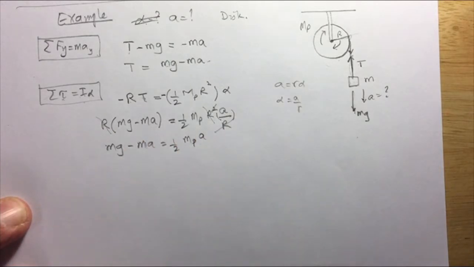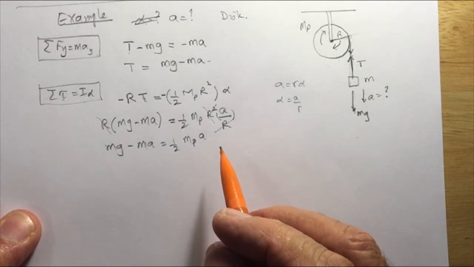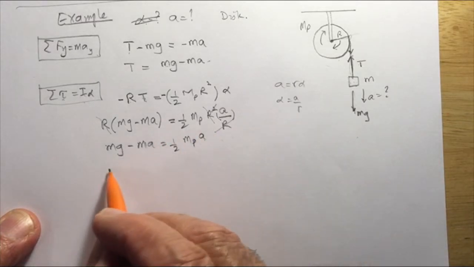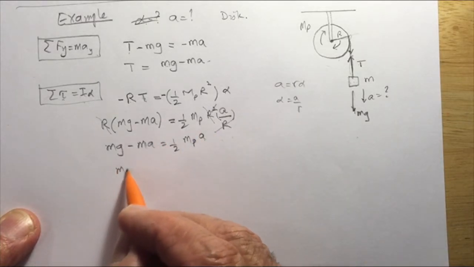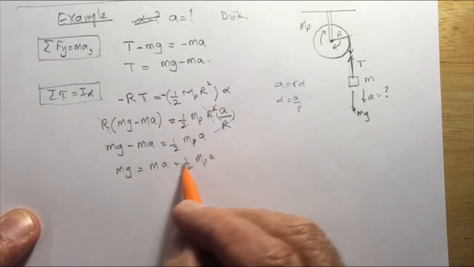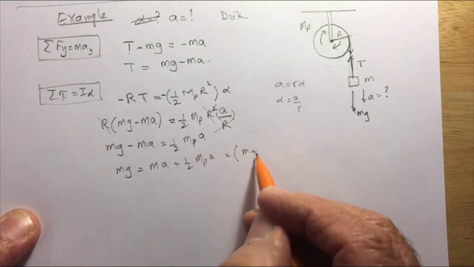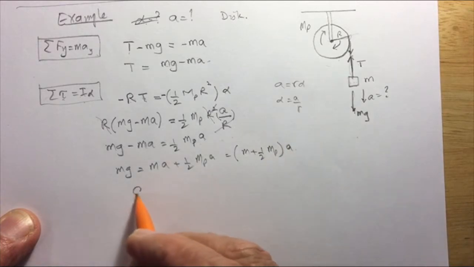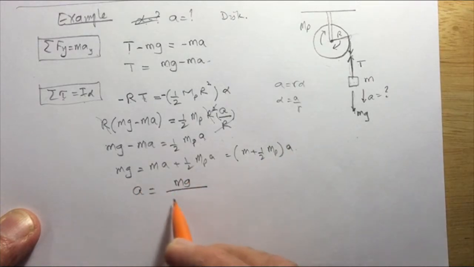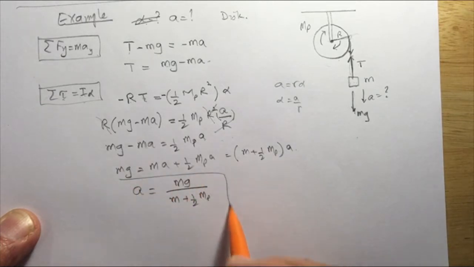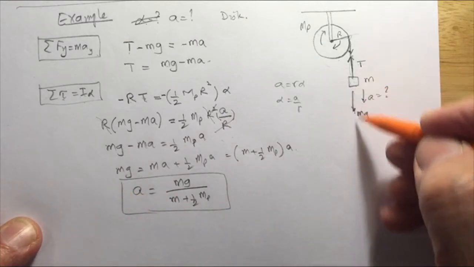We can rearrange this, so we bring this a on this side. So we can write mg equals ma plus half m_p a. We can take out the a, so it becomes m plus half m_p, and therefore a is mg over m plus half m_p. That's the acceleration of this mass.